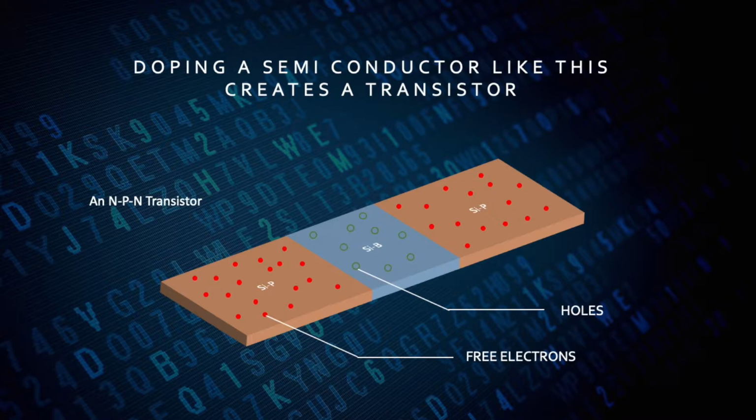And so what we've ended up with is a wafer of doped silicon that has a P-type semiconductor in the middle with a bunch of holes and spaces for electrons to flow into, surrounded by 2 N-type semiconductors that have extra electrons that are roaming around looking for places to go. And that's what a transistor is.